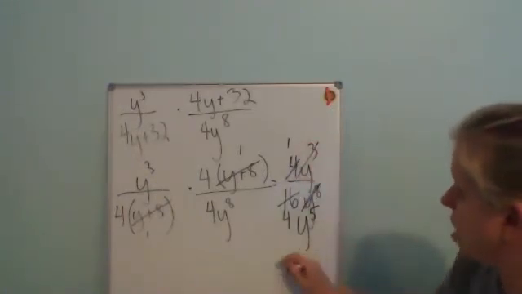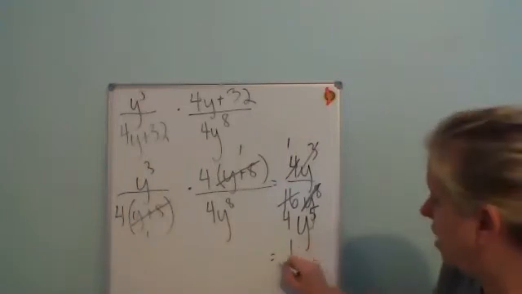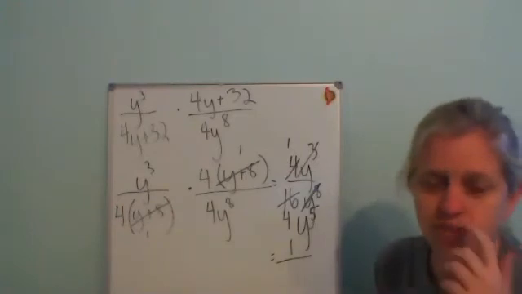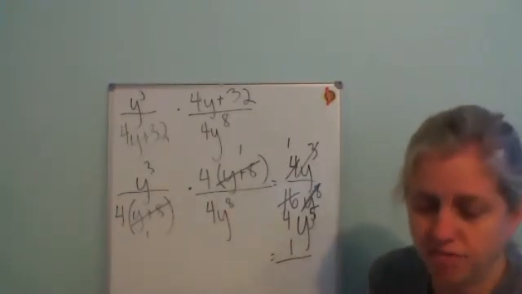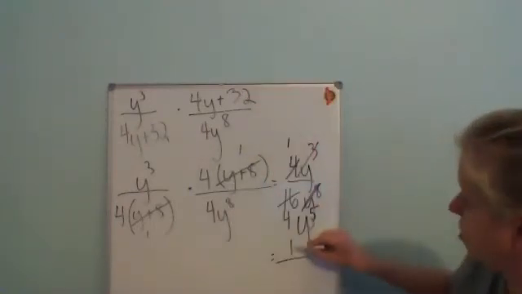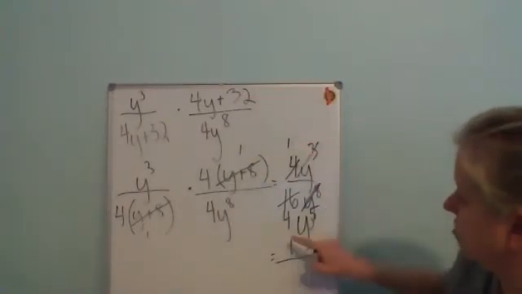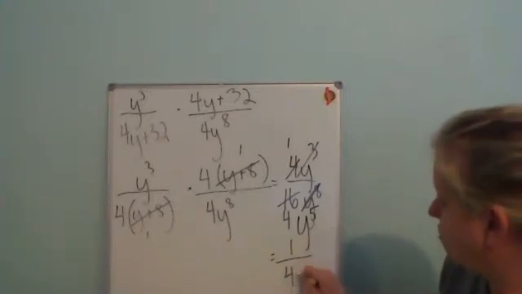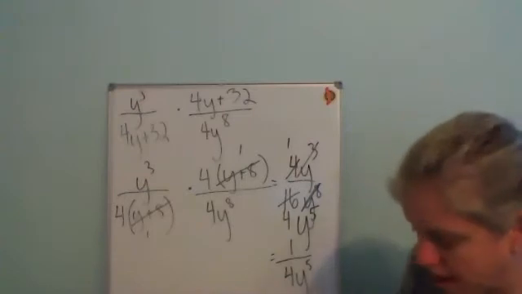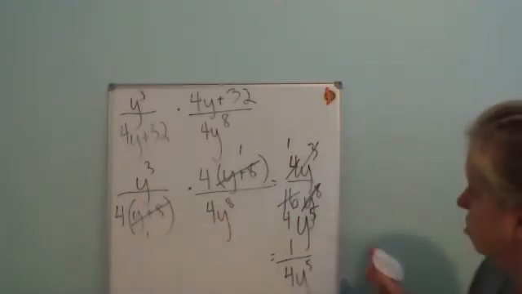So I'm going to have my y to the 5th left in the bottom. So up top, all I'm left with is that 1. And if your 1 is the only thing that's left in your numerator, you do have to write it. You just don't have to write 1 if that's your only thing left in your denominator. But if it's left in your numerator, you have to have it. So I have 1 left in the top and over 4y to the 5th left in the bottom. So 1 over 4y to the 5th.